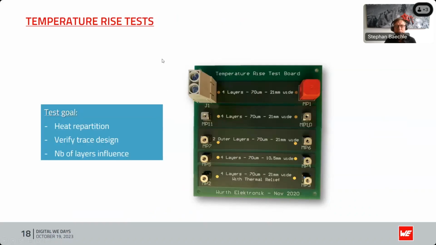We did some temperature rise tests, and therefore we established the PCBs. Here we have the 4 layers with 70 micrometers and 21 millimeters wide. And for example, here we have smaller layers, only 10.5 millimeters wide, and there we made some temperature tests regarding the existing temperature. You will see later on another slide.